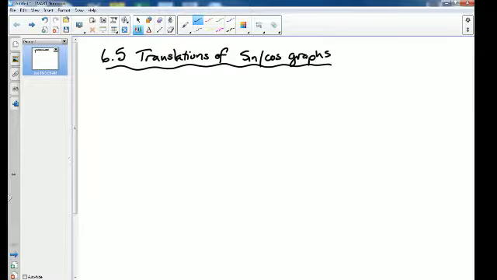So, accessing your prior learning, how did this shift the parent right to? And this was up 3, correct. Okay, the same thing's going to happen to sine and cosine.